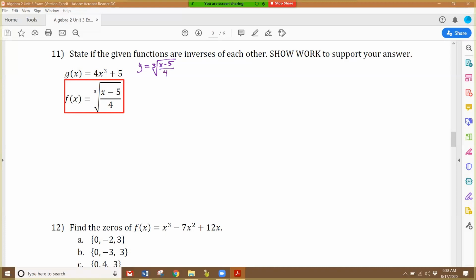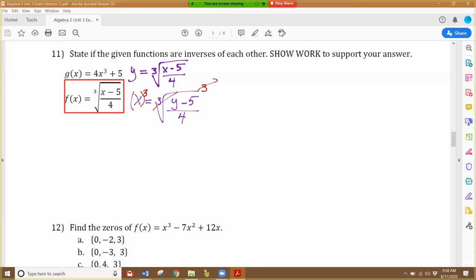For the second step, we're going to switch x and y. So x equals the cube root of y minus 5 divided by 4. Oops, I forgot. Now, when I look at the right side, everything on the right side is included underneath that cube root. So since the entire right side's underneath that cube root, I want to cube both sides to cancel the cube root out.